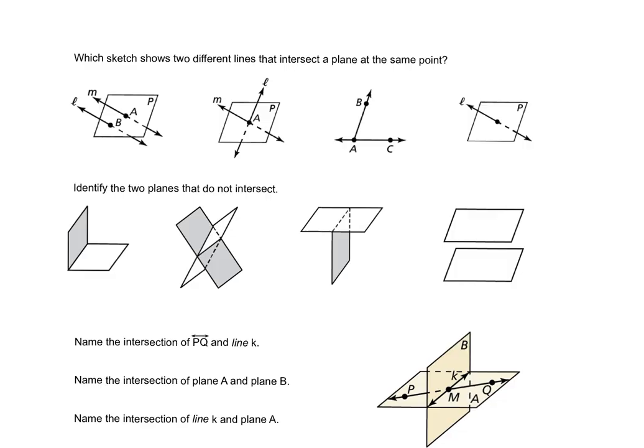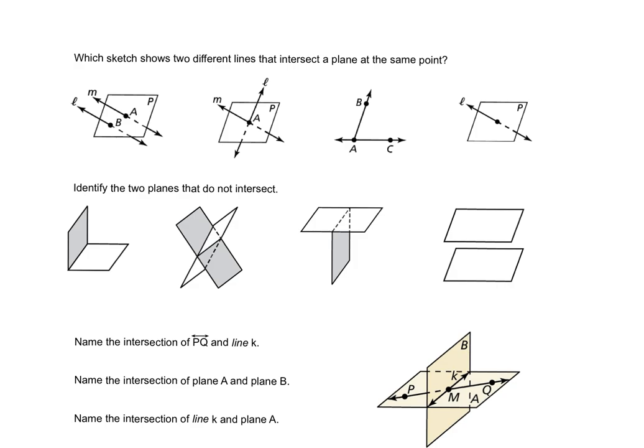So this one here, does this one have 2 different lines? Yes, absolutely. Do those 2 lines intersect? No. Okay, so we do have 2 lines, but those 2 lines do not intersect. So number 1 is out.